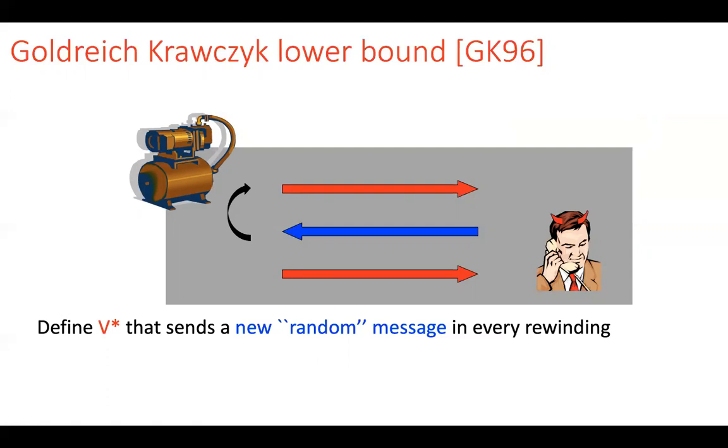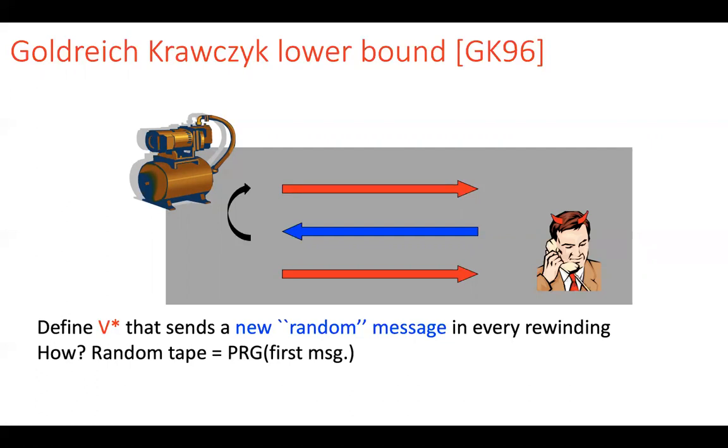And this can be easily done when you're defining a malicious verifier. Just imagine that this verifier will apply some PRG on the 1st message to generate the 2nd message. So the 2nd message becomes random, and in every rewinding, you will get a new 2nd message.